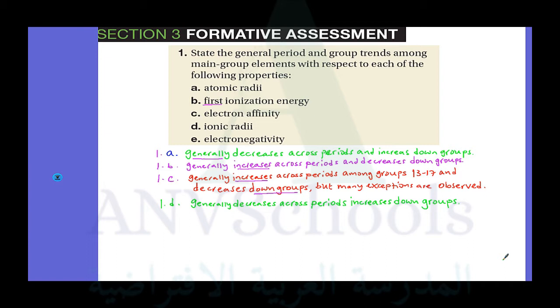So if you see atomic radius, ionization energy, electron affinity and ionic radius, all of them except electron affinity decrease across a period. Generally decreases across periods, increases down groups. So the next one is E.